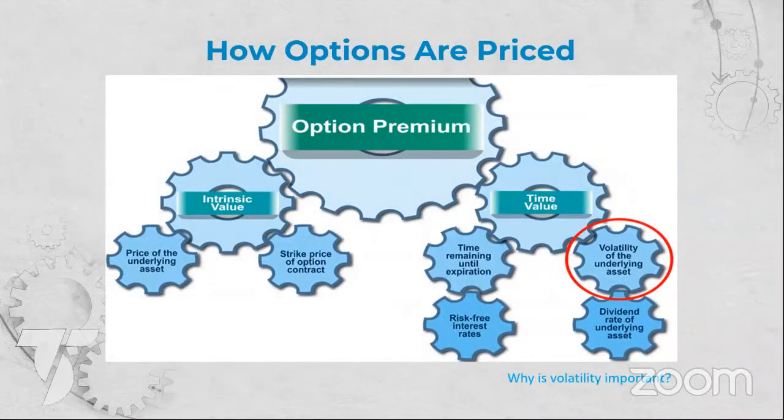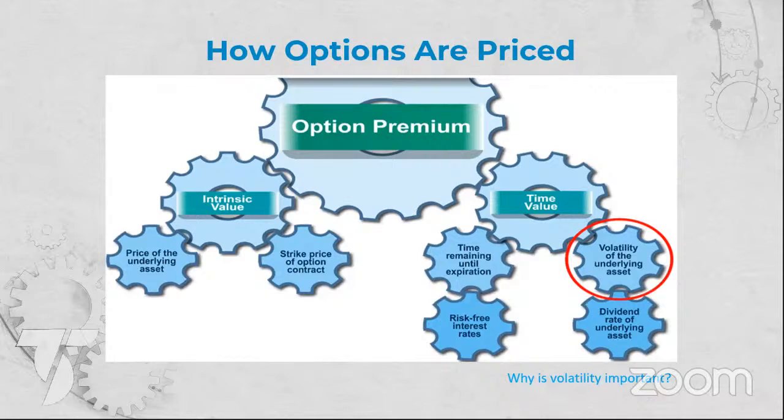So let's get some fundamentals out of the way. The price of an option is made up of a number of different market factors and elements. The two main factors are intrinsic value and time value.